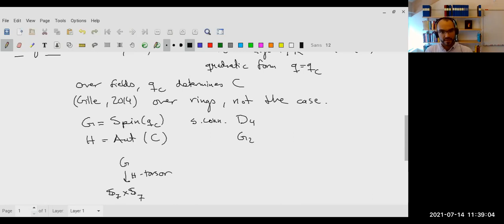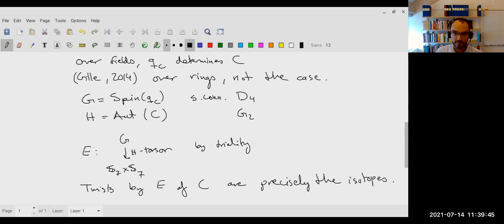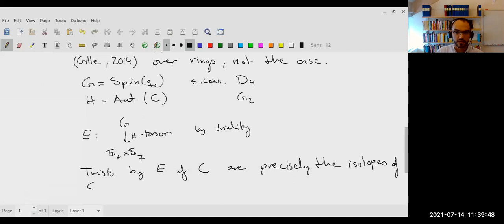And this map is realized by triality. So then we had a concrete picture of this, and then also twists by this. So this gives us a torsor, and twists by this torsor, let me call it E, are twists by E of our original algebra C, are precisely the isotopes of C.